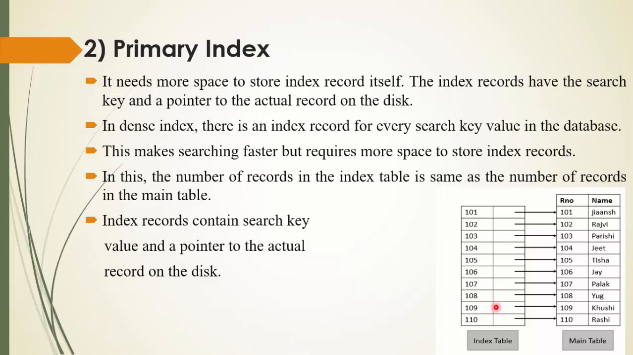See in the diagram, here we have a main table with a roll number and name. Suppose we have 10 records, 101, 102, 103, and so on up to 110, with the name of the student. So in the index table we have 10 indexes. See, 101 is connected with 101. This column contains the pointer, the address. 102 is connected with 102, 103 with 103, and so on up to 10 to 10. So if we have 10 records in the table, then we have 10 indexes.